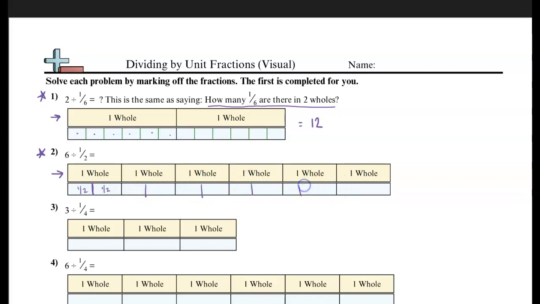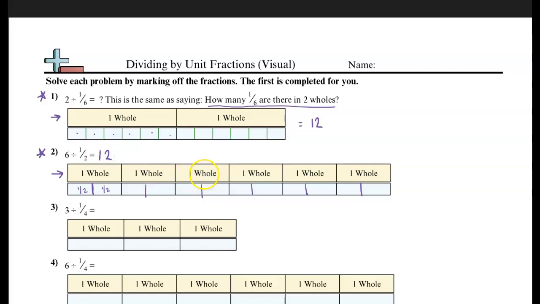Oops, that one's not close to the middle. Let's fix that. And this is essentially like asking the same question, how many 1/2s are there inside of 6 wholes? So we have 2, 4, 6, 8, 10, 12. So there's a total of 12 here.